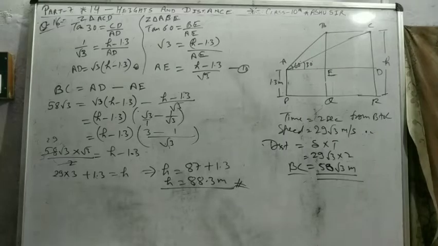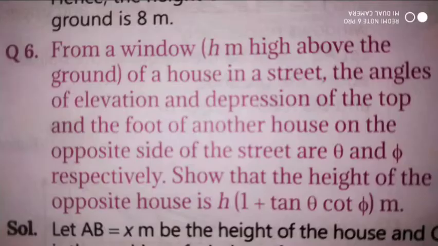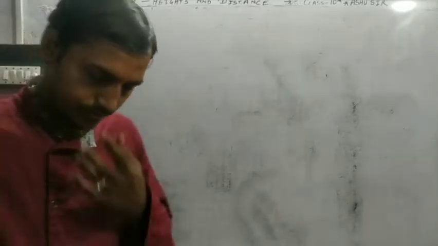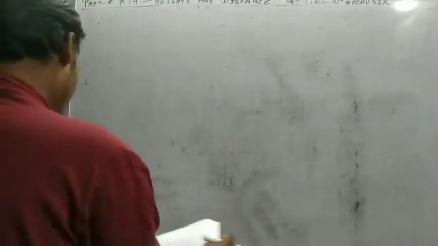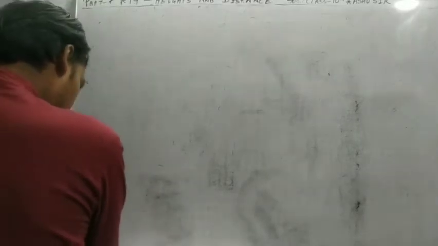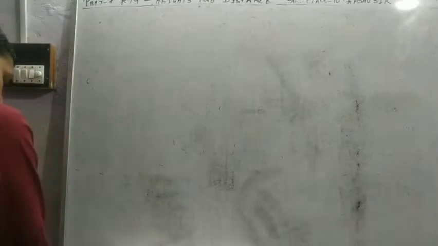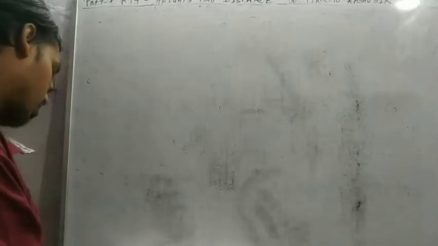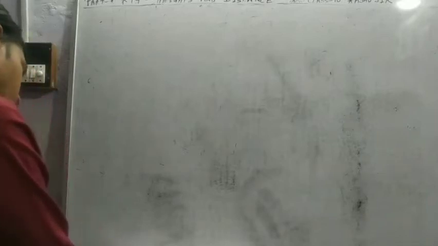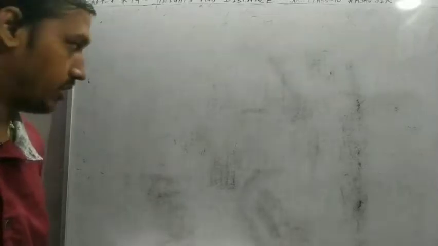Okay, pause, we note down. Hey students, let's see the next question. From a window H meter above the ground of a house in a street, the angle of elevation and depression of the top and the bottom of the other house on the opposite side of the street are theta and phi, so that the height of the opposite house is H (1 plus tan theta cot phi) meter. So let's see.